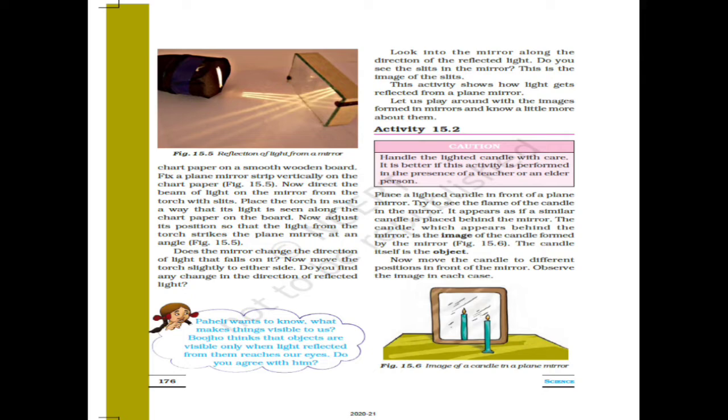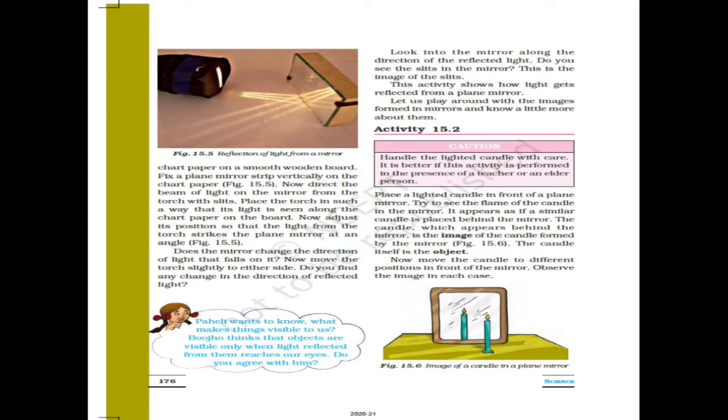Now adjust its position so that the light from the torch strikes the plane mirror at an angle. Now you have to adjust the position such that the light should be striking the mirror in such a way that it makes a certain angle. Does the mirror change the direction of light that falls on it?